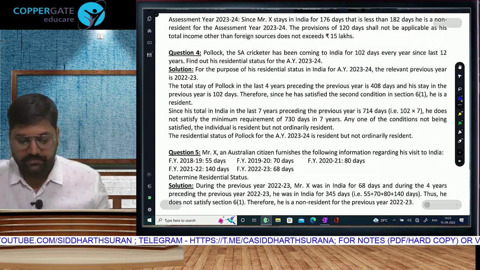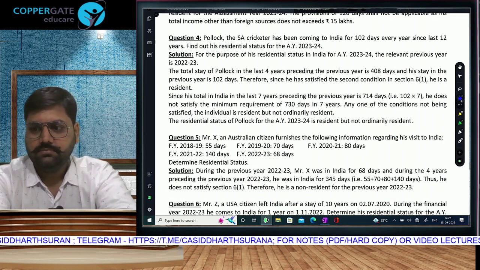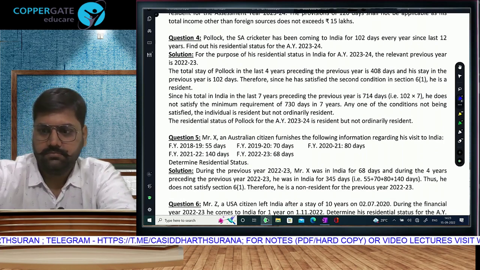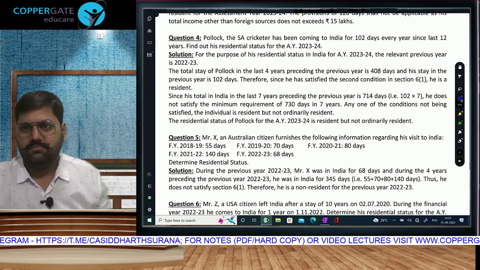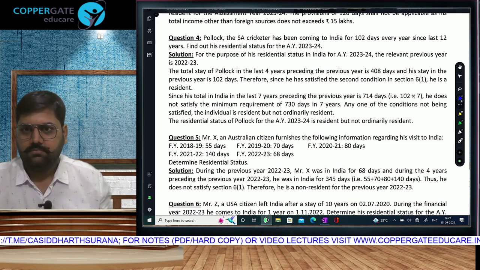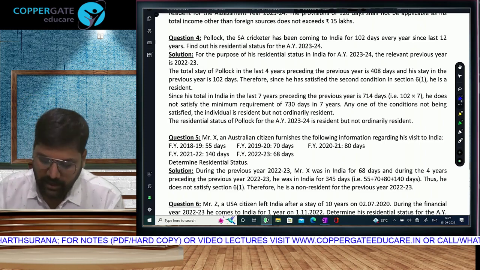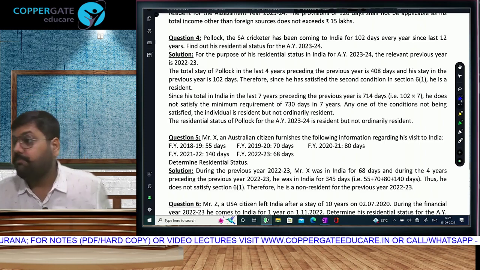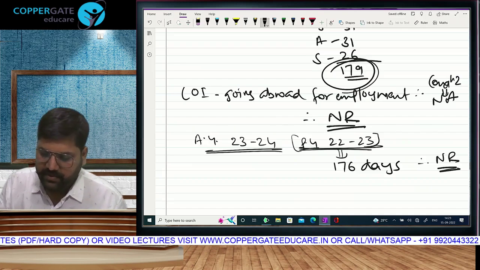Sorry. Pollock, the South African cricketer, has been coming to India for 102 days every year since the last 12 years. Find out his residential status for the assessment year 2023. Pollock has been coming to India for how many days every year? And for how many years? 12 साल से he is coming. बस इतना ही डेटा दिया है. Very easy.